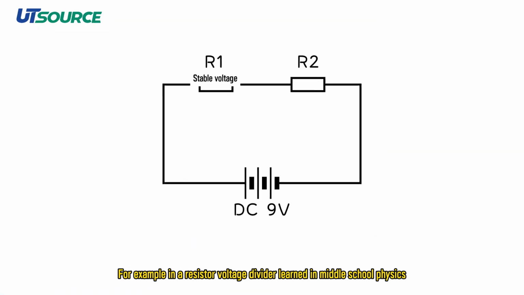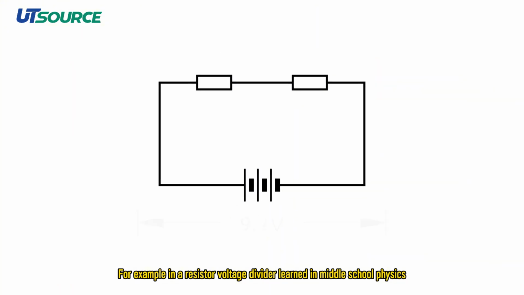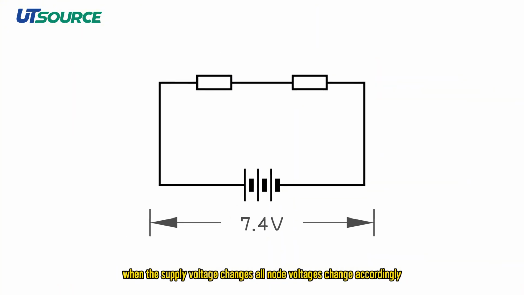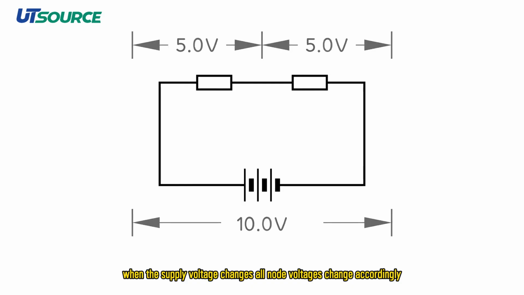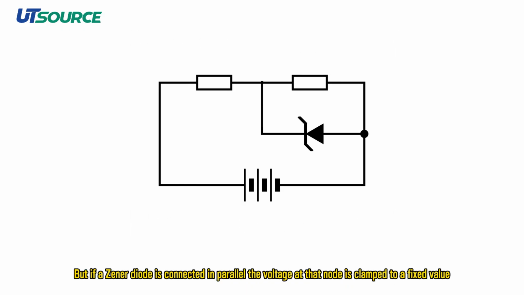For example, in a resistor voltage divider learned in middle school physics, when the supply voltage changes, all node voltages change accordingly. But if a Zener diode is connected in parallel, the voltage at that node is clamped to a fixed value.